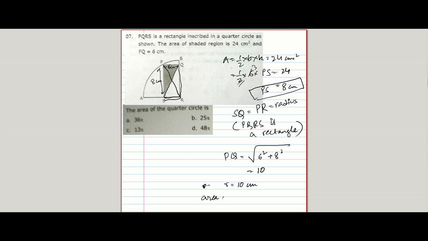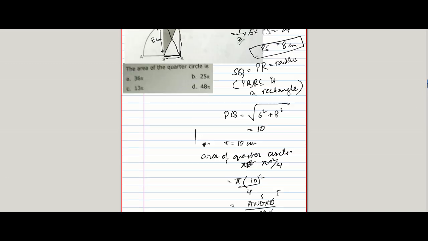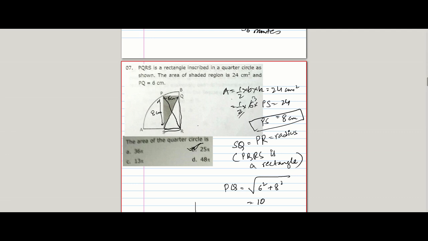So area of quarter circle is pi r square by 4, which means pi 10 square by 4, which is again pi into 10 by 4, which is 25 pi, which means the answer is option B.